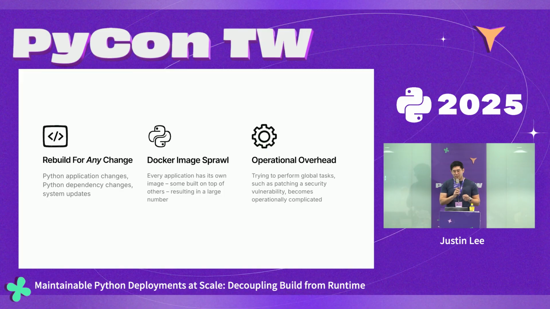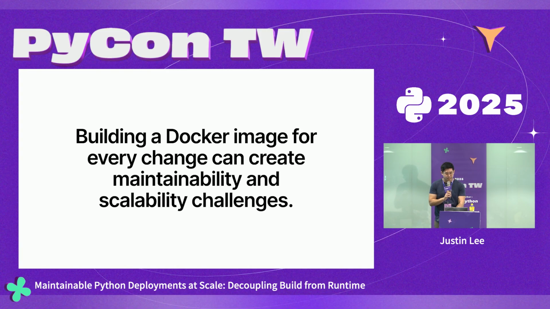And the number of Docker images becomes so bloated as more images are built that it becomes really difficult to keep track of them, especially when they start inheriting from each other and you start having circular dependencies where Docker images will inherit from one another. And if you're trying to streamline operations, such as patching a security vulnerability, it becomes extremely complicated operationally to address this. So the core problem is that building a Docker image for every change can create maintainability and scalability challenges.